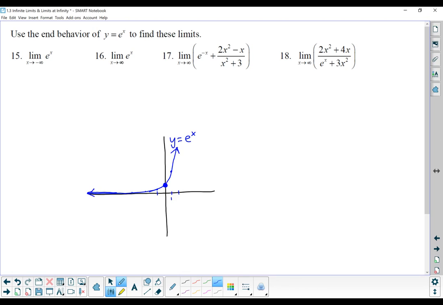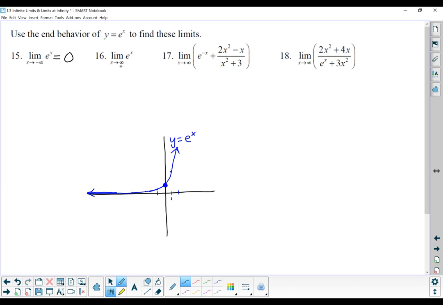So we're going to use the end behavior of e to the x to help us decide about these limits above. The first two are straightforward. Just what is the left-hand limit? What is the limit as x approaches negative infinity of this function? And you can see that that is 0. It's that horizontal asymptote on the left.